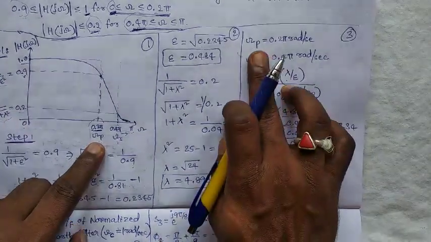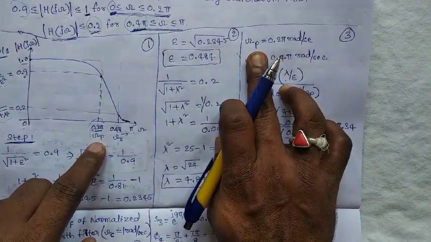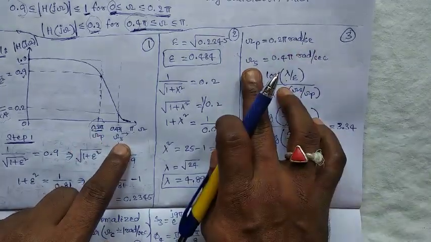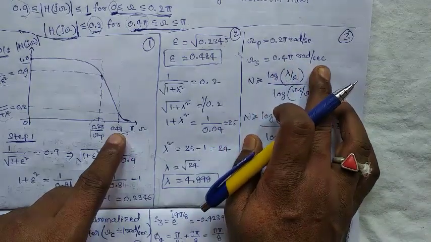And I am writing the passband frequency. What is the passband frequency? Omega p. From the diagram, omega p is equal to 0.2 pi radian per second. Stop band frequency, omega s, is equal to 0.4 pi radian per second.